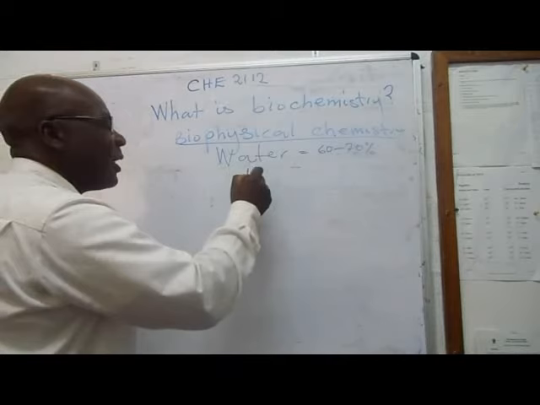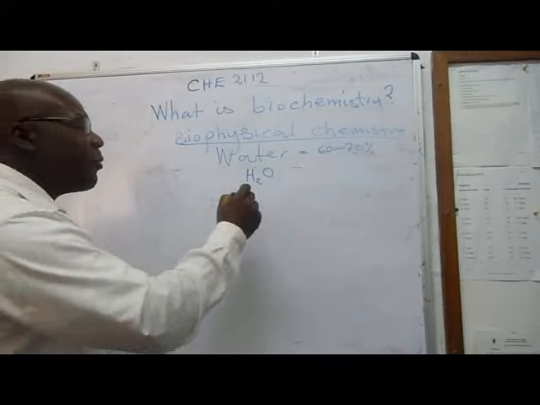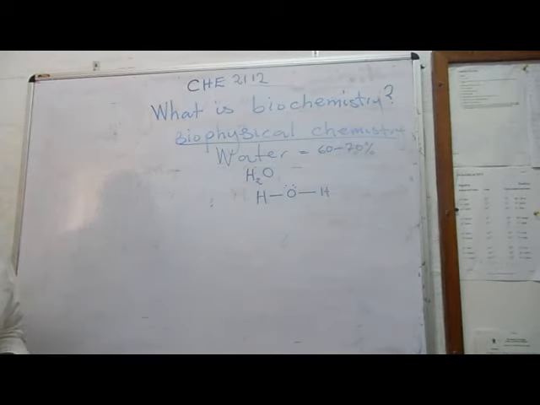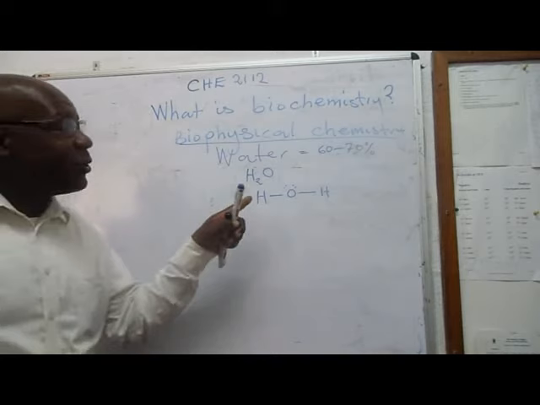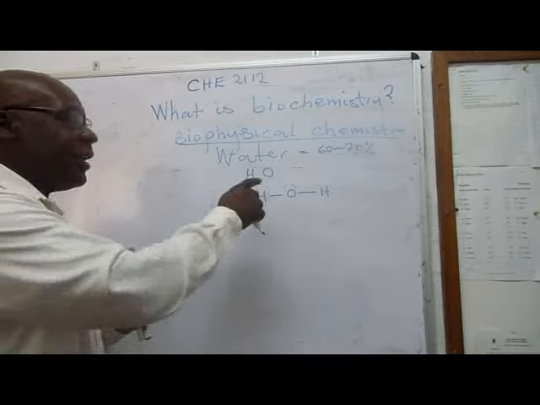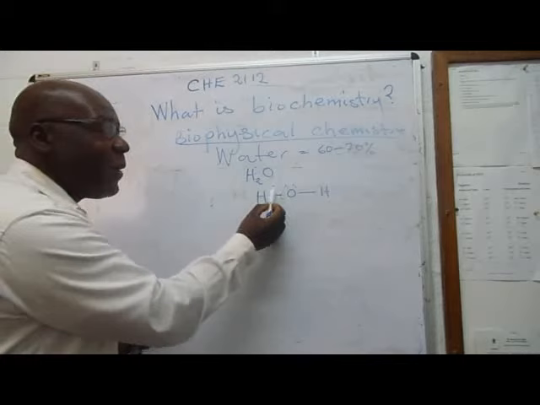From the layman's point of view, one would think that the geometrical structure of water is a linear structure which can be drawn in this manner. But that is not the case. Why? Simply because if you look at these lone pairs which I've indicated with dots, these lone pairs repel one another. Because electrons and electrons, negative and negative, there is repulsion. So these lone pairs repel one another.